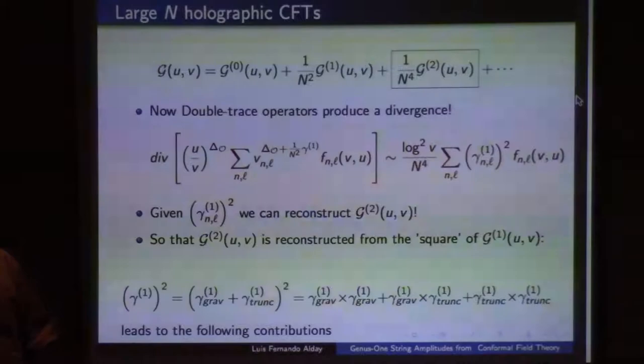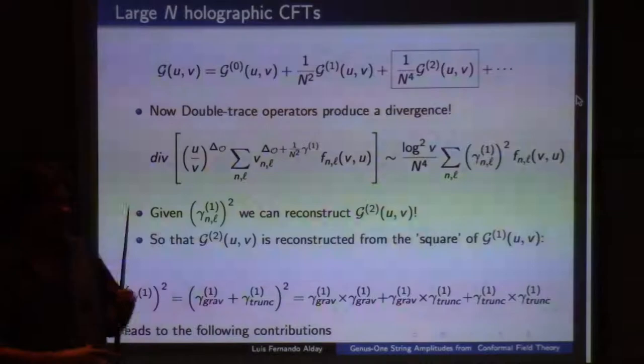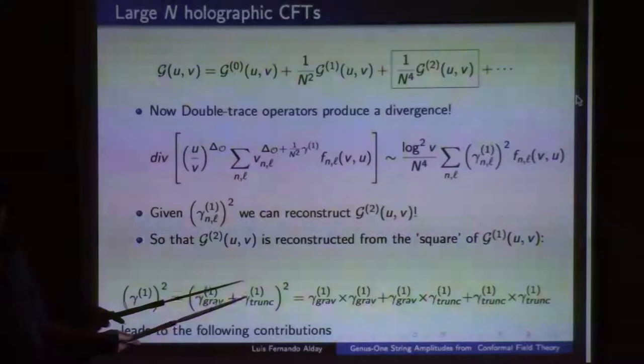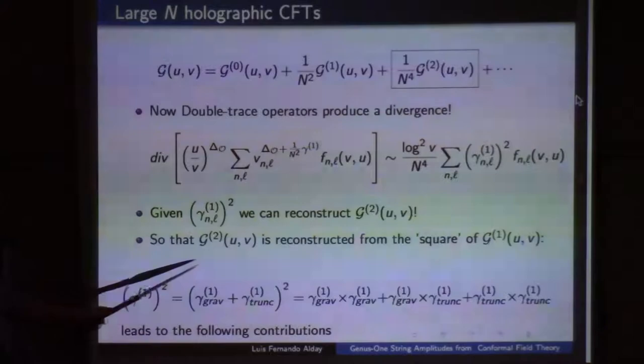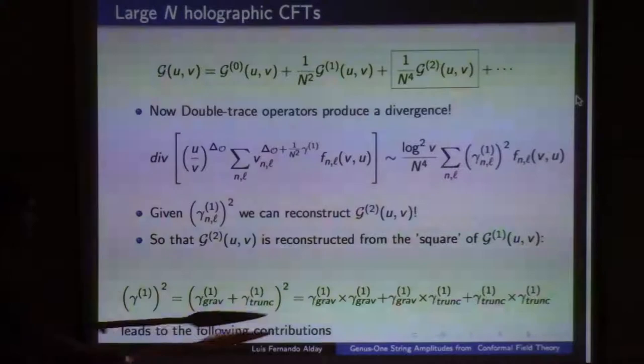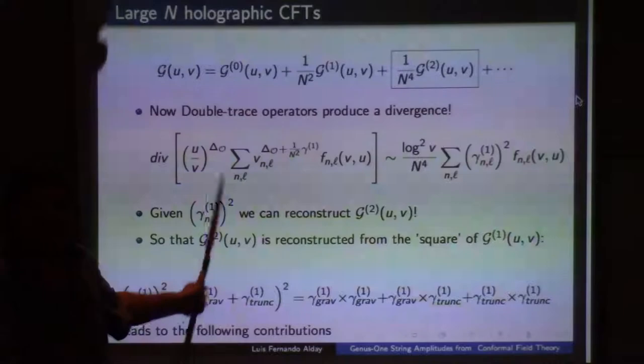Now, there is a very nice picture that you can draw, because remember, we said that the anomalous dimension at order 1 over N squared was the sum of this gravitational exchange plus these truncated solutions. It means that when you square that, you will get three kinds of terms. You will get grav-grav, grav-trunc, and trunc-trunc. There is a two in the cross term.